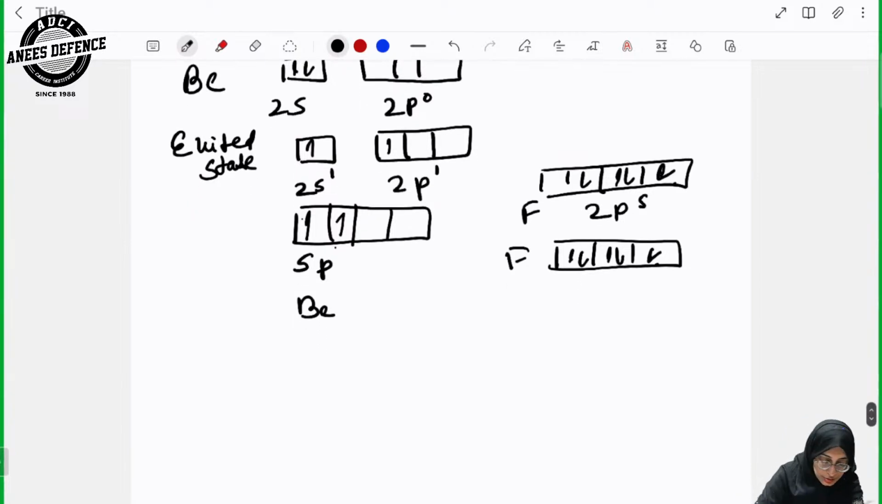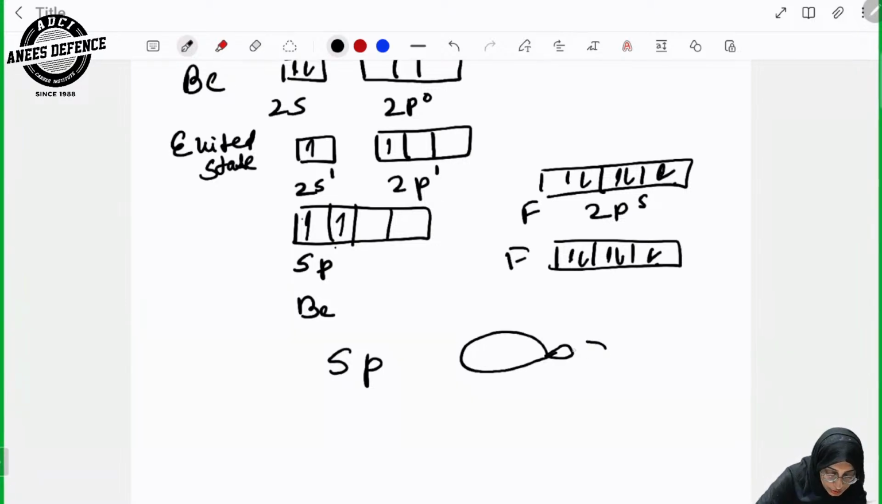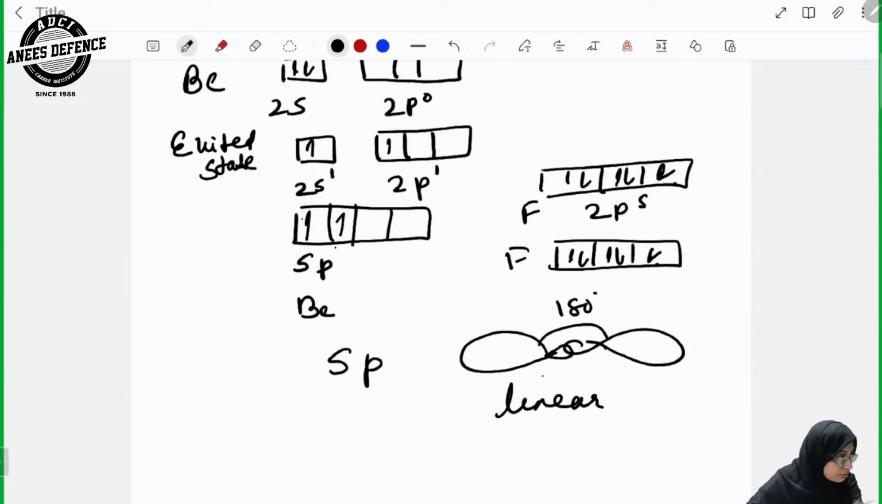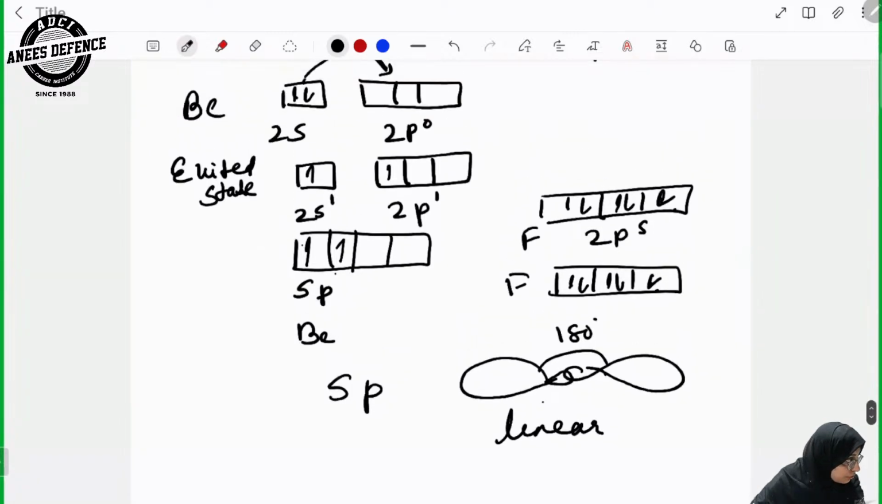What will be the structure for sp? The hybrid orbitals are shown as two lobes, one smaller lobe and one bigger lobe, and the structure will become like this. This is sp. The angle is 180 degrees, and the structure is called linear. Are you getting me or not?